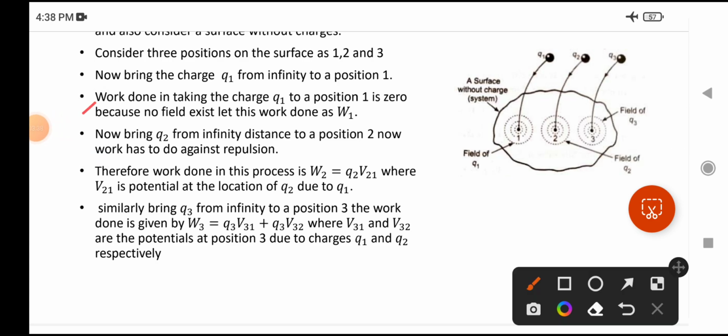Work done in taking charge q1 to position 1 is 0 because no field exists. Previously no fields are there. Let this work done be W1.